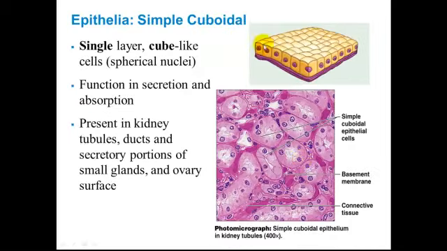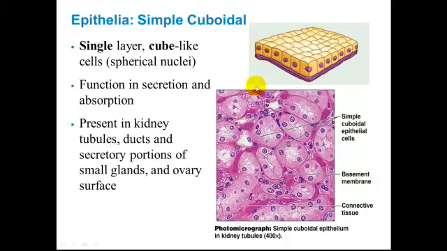Now, simple cuboidal, here we have our cube-shaped cells. We still do have a single layer. These are going to be important in secretion and absorption, and we would see these in places like the kidney tubules and ducts. Here you can see a nice example of cube-shaped cells. They're not all perfect cubes, but we have nice round nuclei, and we have these nearly cube-shaped cells. All throughout here, in between where we see the epithelium tissue, we do see connective tissue.